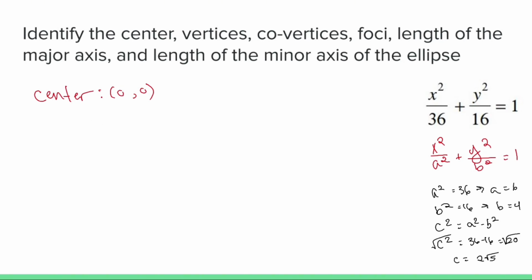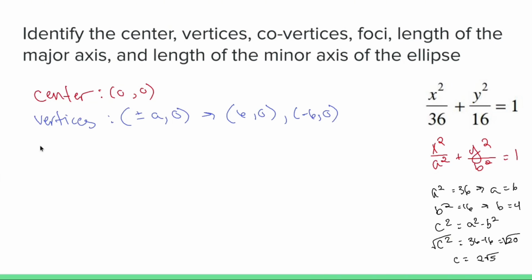Your vertices, whenever you're centered at 0, 0, are given to you as either positive or negative a, 0. So in this case, the vertices are going to be positive a, which is 6, 0, and negative a, which is negative 6, 0. Those are your vertices.